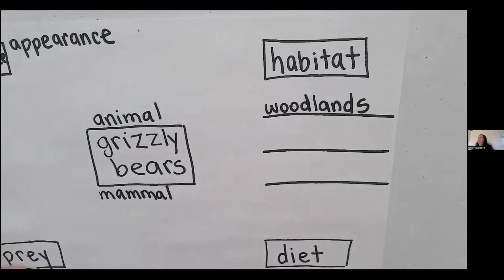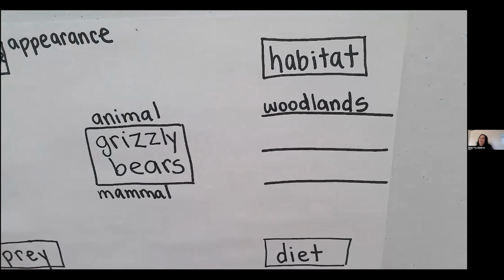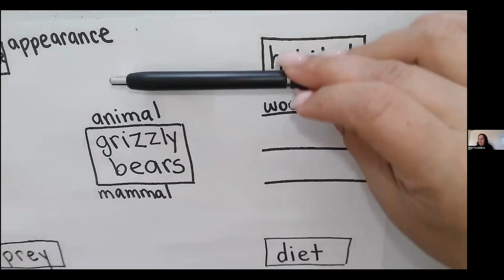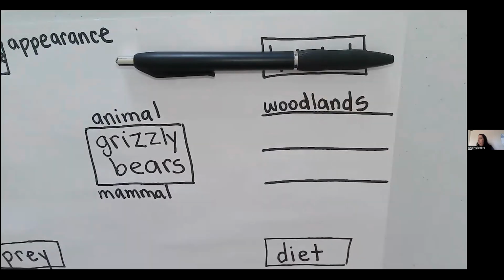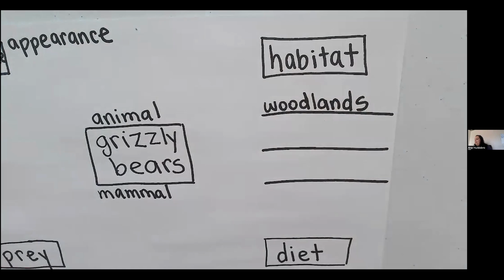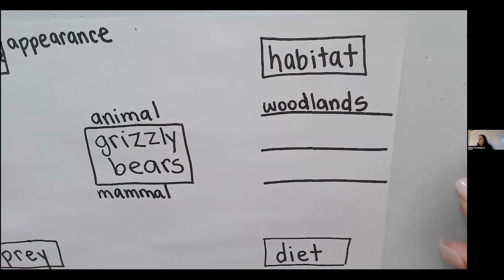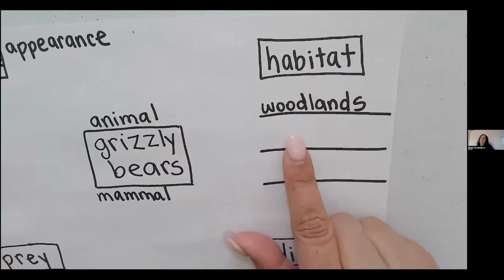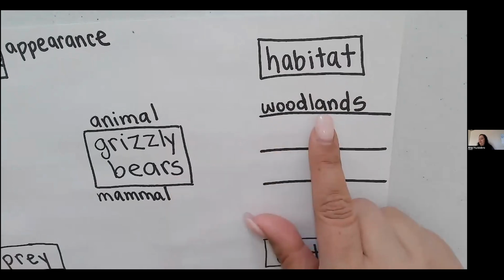And remember, we love wrong answers. Just give it a shot. If you never give it a shot, then you're never going to learn, right? And it's okay to be wrong. Maybe you discussed it and maybe you got the right answer. Woodlands are areas covered with trees. So it makes sense that grizzly bears would be in those areas, right?